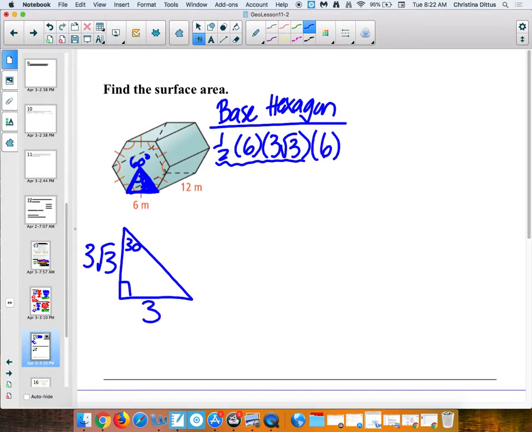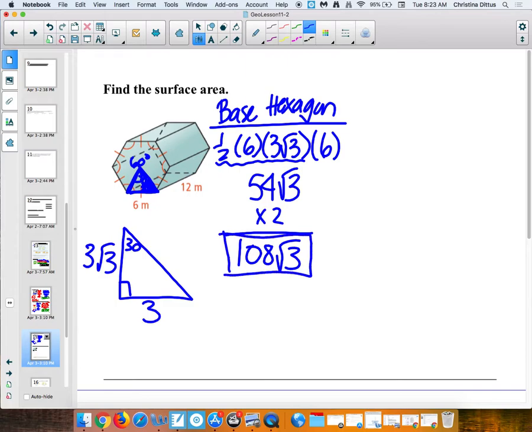What is half of 6? 3. 3 times 3 is 9. 9 times 6 is 54 square roots of 3 for one hexagon. There's 2 bases, so times 2. How much square roots of 3 do I have? 108. We didn't multiply by the square root of 3, we multiplied by 2. So these are my base area.